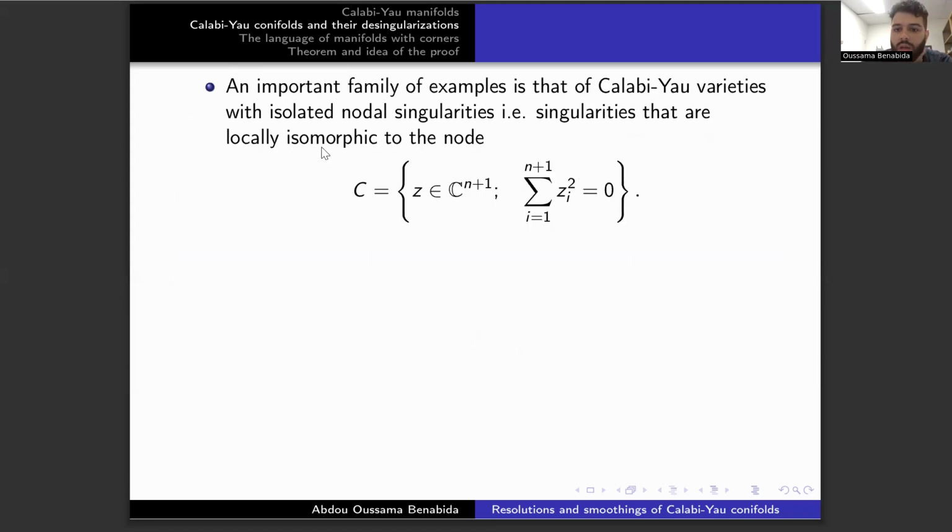So what are some examples to apply this result to? The most important example to keep in mind is the following. We look at Calabi-Yau varieties which have isolated nodal singularities. What we mean by nodal singularities are singularities that are locally isomorphic to the cone given by z in C^(n+1), such that the sum of z_i squared is equal to 0.